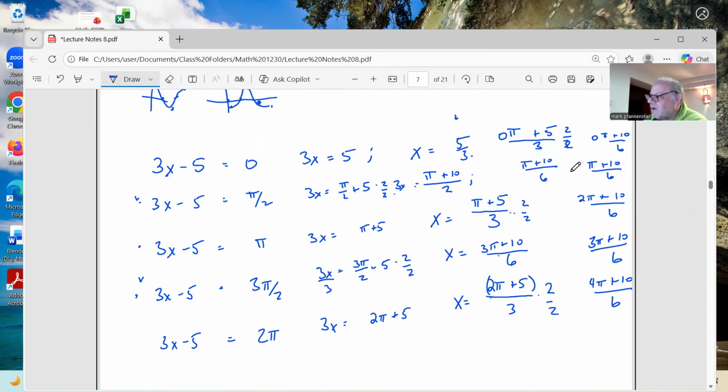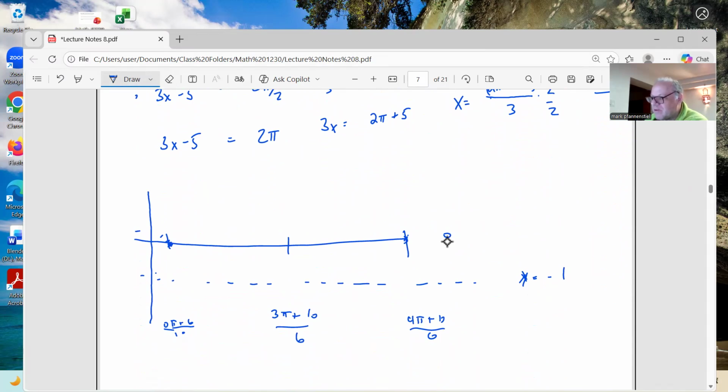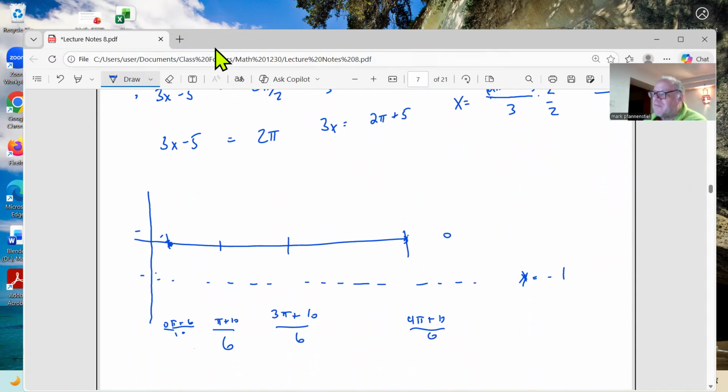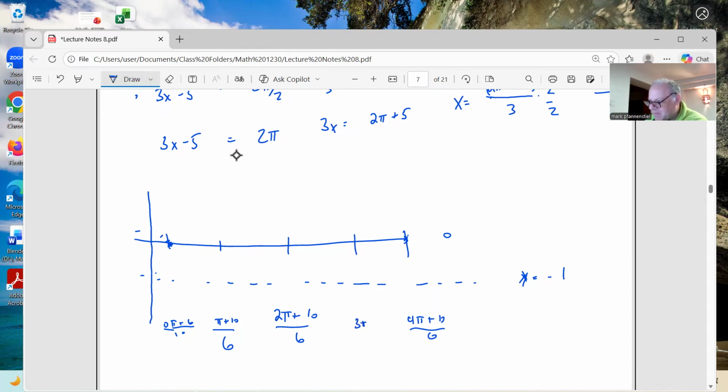My first point was pi plus 10 over 6. So here we have pi plus 10 over 6. I'm going to double check this one right here. This was a 2 pi plus 10 over 6. Man, oh man. I'm just doing everything wrong tonight. So we have 0, 1, 2. I bet this one's going to be 3 pi plus 10 over 6. See, those patterns do save us a bit.